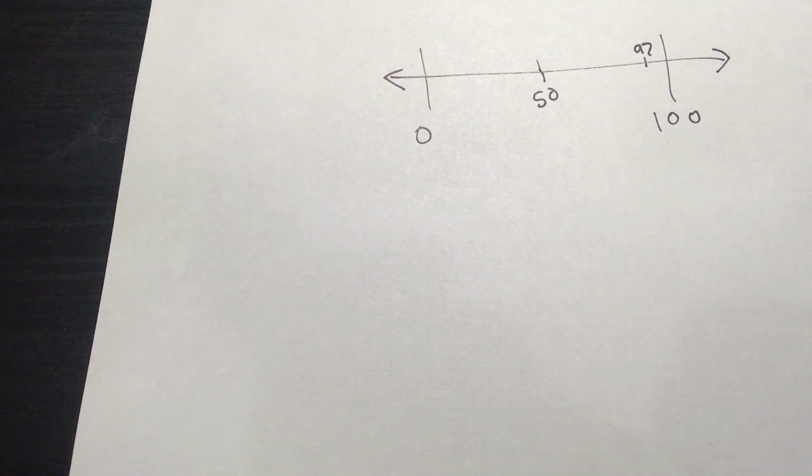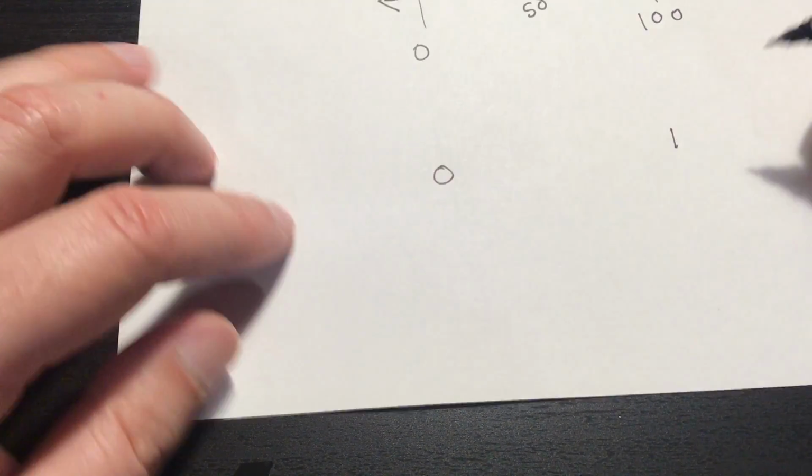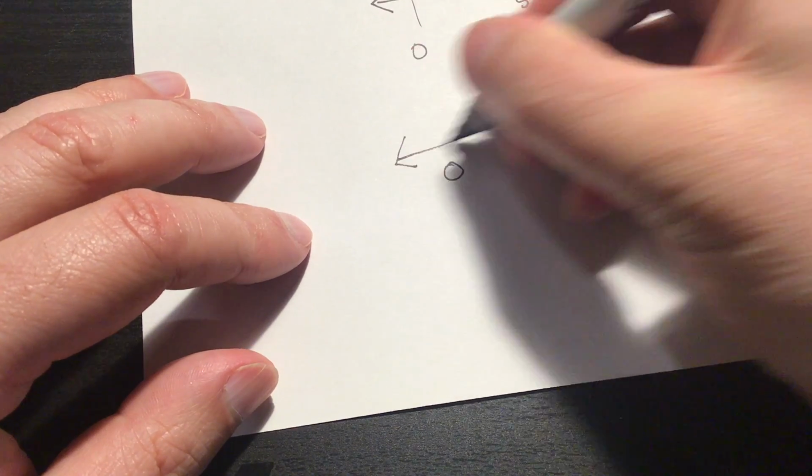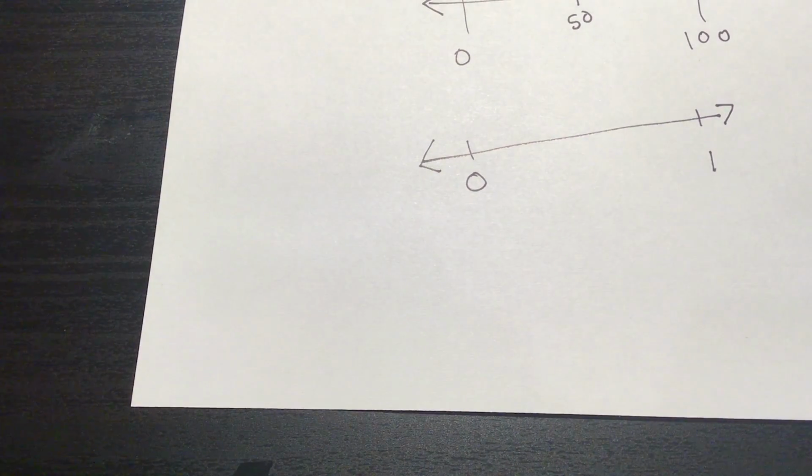Now for probability, a number line is going to look a little bit different, because for probability, all the numbers are in between 0 and 1. What are you talking about, Mr. J? Hang with me, dog. Yeah, all the chance of something happening. That's what probability is. It's the likelihood or the chance that something happens, okay?